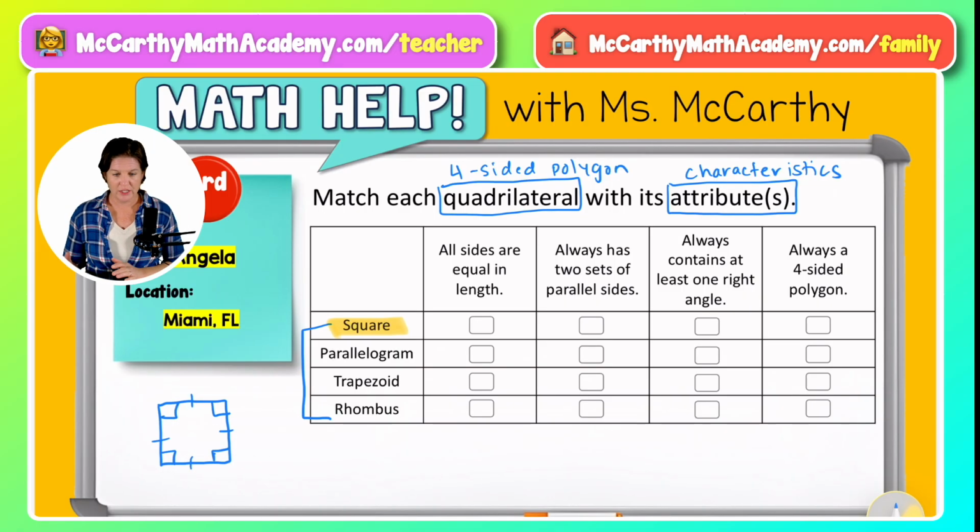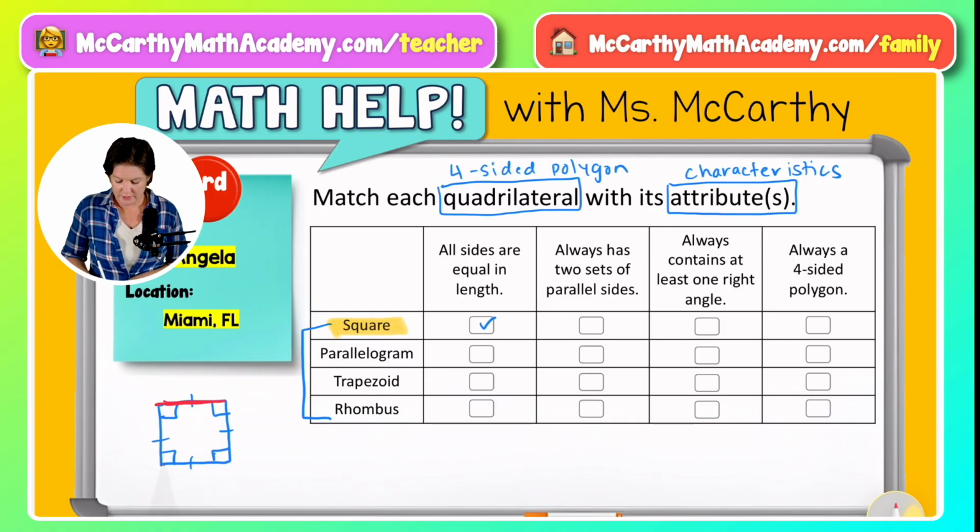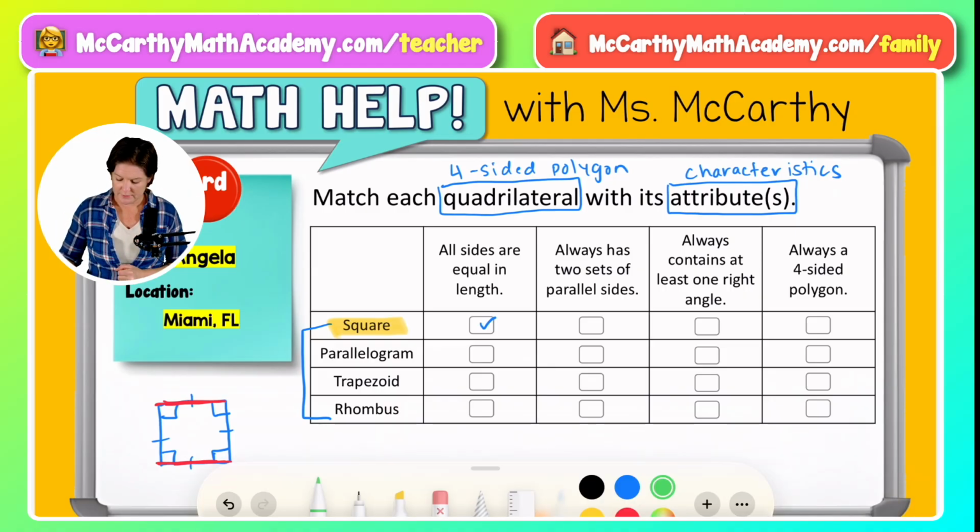Let's take a look at some of the attributes that are given. The first column says that all sides are equal in length. That is always true about a square, so we can mark that one. The next column says that a square always has 2 sets of parallel sides. Parallel sides are sides that never ever cross. The bottom and the top are always parallel, and the side and side are always parallel. Therefore, this statement is always true, and we can mark it correct.